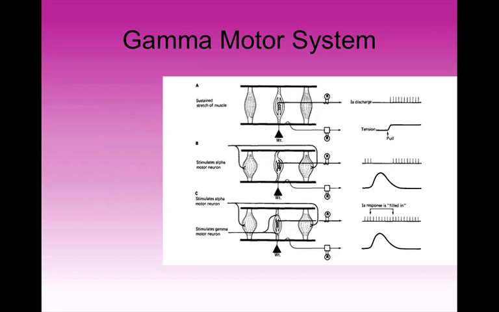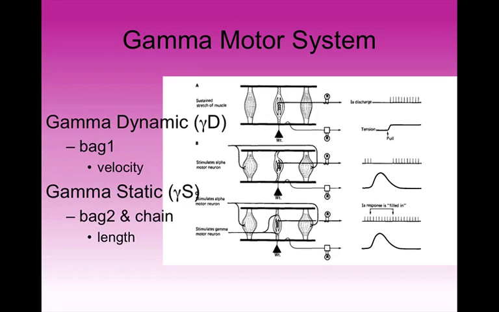So this is why we get this idea of alpha-gamma coactivation. In C, what we see here is that as the extrafusal muscle fibers contract, the intrafusal muscle fibers, so again, that gamma motor system, those contractile units of a spindle, also contract at the same rate, and that keeps the spindle fairly taut as the muscle shortens and lengthens. And this just maintains spindle gain.